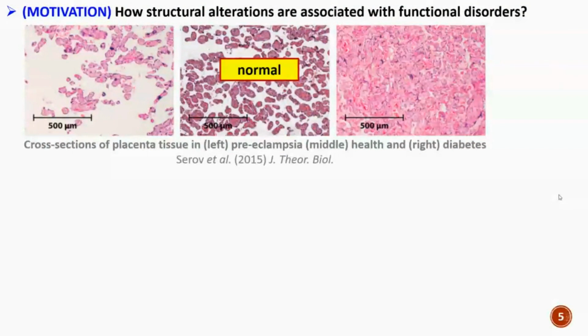But it's unclear how structural alterations are associated with this kind of functional disorders of the placenta. This question is very important because currently around 10% of placenta disorders can be associated with preterm birth or stillbirth, which is a large issue. So we want to get some knowledge from these structural features to predict potential fetal disorders in the mother based on some preliminary imaging.